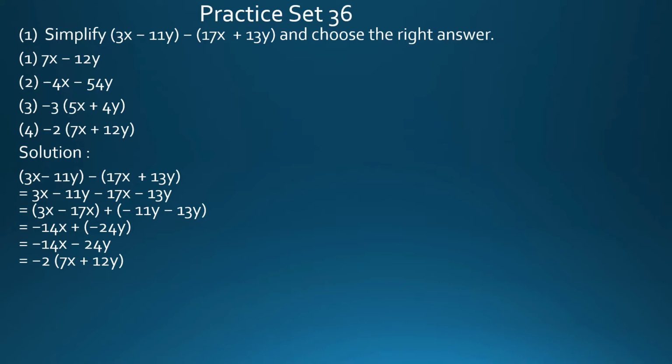Now in the next step we are going to take minus 2 common out of the bracket. So you will have in the bracket 7x plus 12y. So the correct option is the fourth one, that is minus 2 into 7x plus 12y.